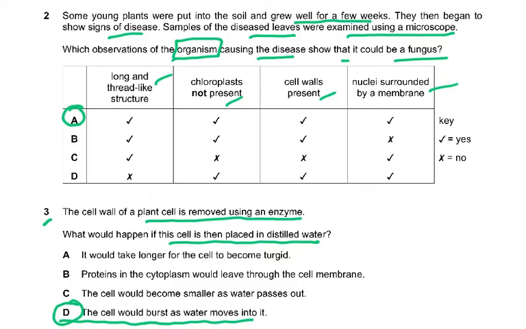You see, it would take longer for the cell to become turgid. There is no cell wall. The cell wall, in fact, ensures that the cell does not burst. Proteins in the cytoplasm would leave through the cell membrane. Proteins are large molecules. They cannot pass through the cell membrane. The cell would become smaller as water passes out. No, it's placed in distilled water. So the cell without the cell wall, what is going to happen? Water is going to enter. It is going to swell up and it's going to burst.